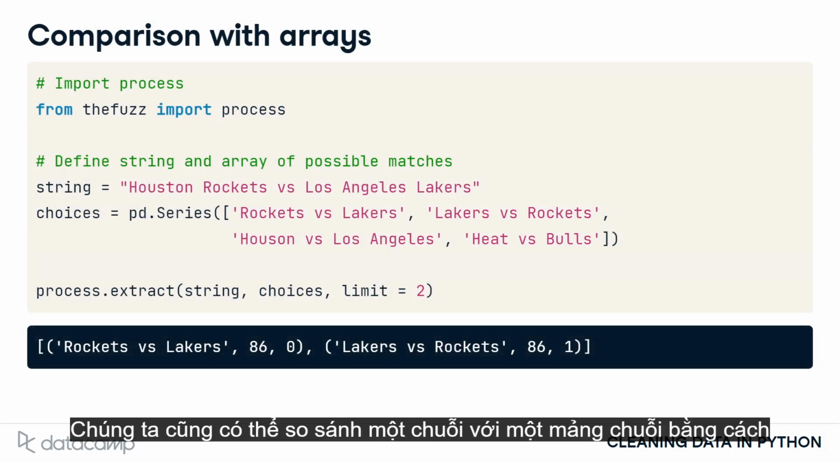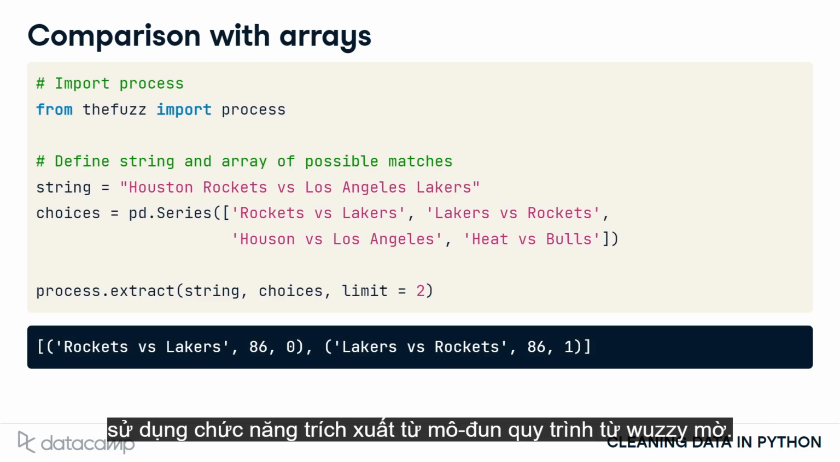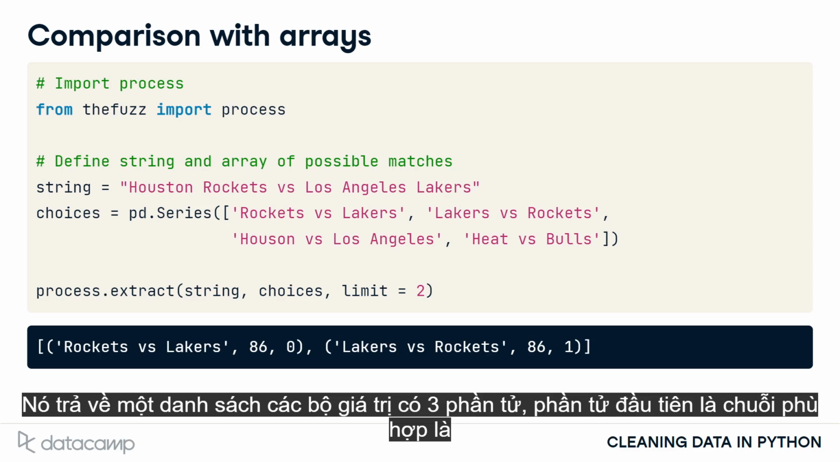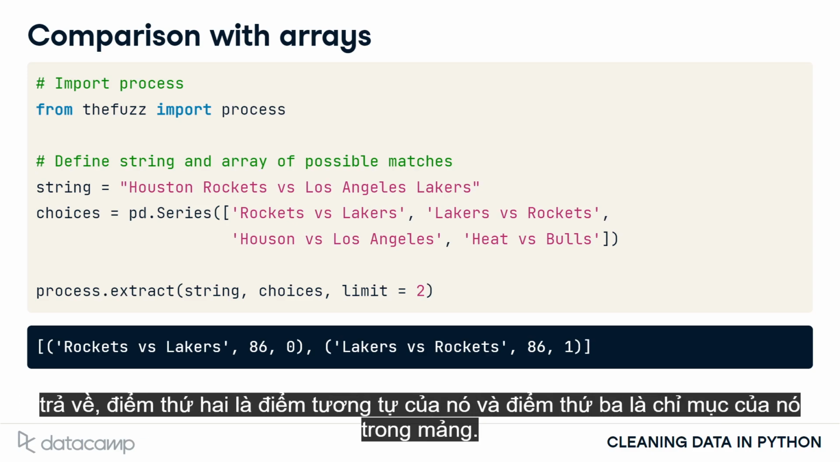We can also compare a string with an array of strings by using the extract function from the process module from Fuzzy Wuzzy. Extract takes in a string, an array of strings, and the number of possible matches to return ranked from highest to lowest. It returns a list of tuples with 3 elements, the first one being the matching string being returned, the second one being its similarity score, and the third one being its index in the array.